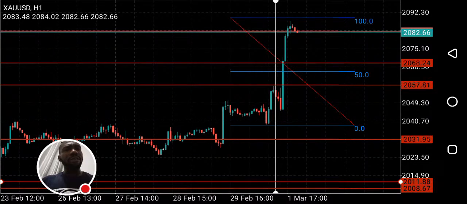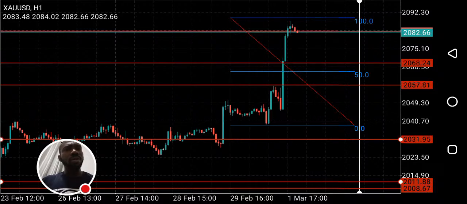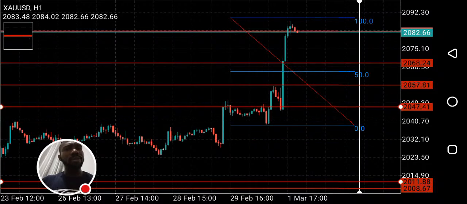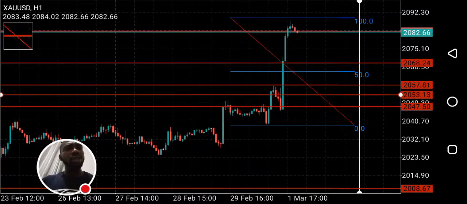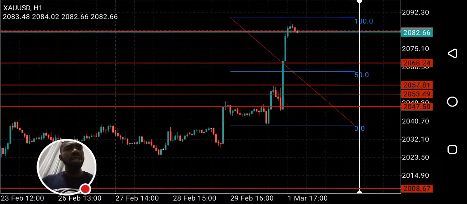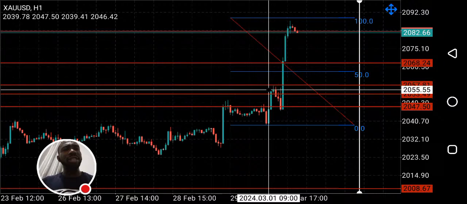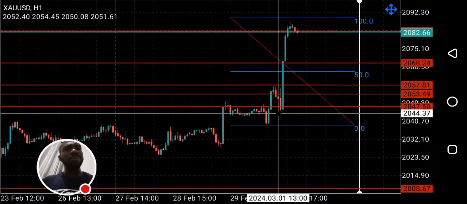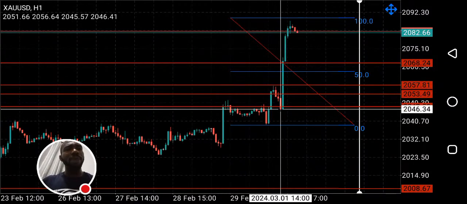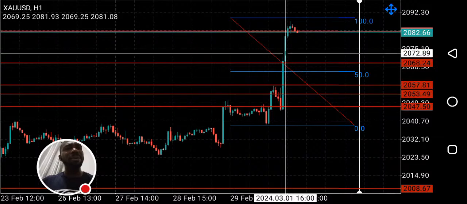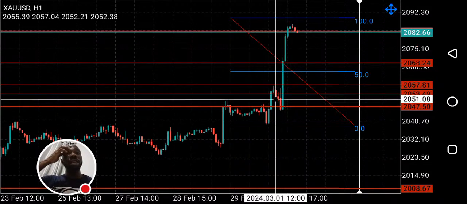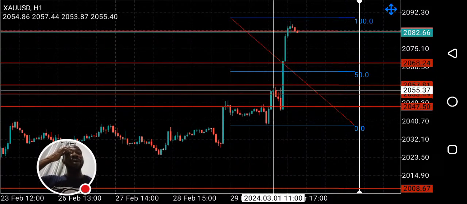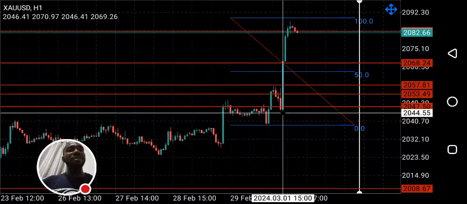So you can see the fair value gap that was created on 1 hour. Can you see this? And that gap got filled last week. You can see how price reacted at the fair value gap. You can see price pulled back, filled the gap, and immediately price went up. Can you see how price respected that fair value gap?